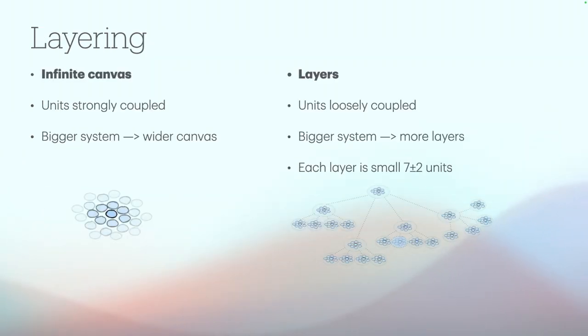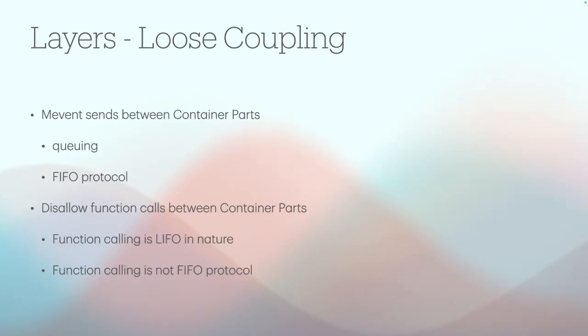Layering offers significant advantages over the infinite canvas approach. With infinite canvas, units are strongly coupled, and bigger systems mean wider canvases. With layers, units are loosely coupled, and bigger systems just mean more layers, with each layer containing a small, manageable number of units. For loose coupling between layers, use message sends between container parts with queuing and FIFO protocol. Disallow function calls between container parts. Function calling is LIFO in nature. Function calling does not follow a FIFO protocol.